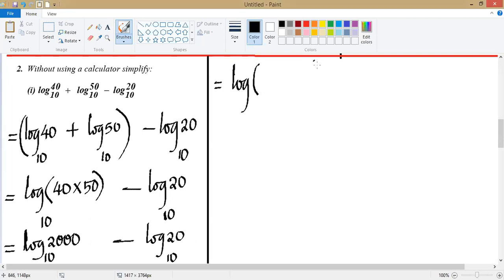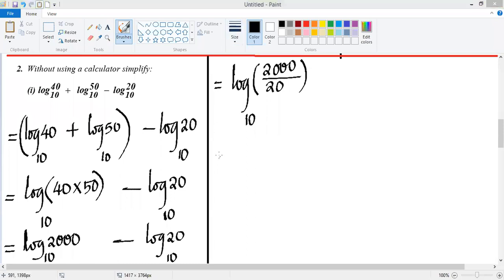Subtraction. Which operation will we have in the single logarithm now? Log of 2000 divided by 20. Good. Log of 2000 divided by 20. So someone who was not here at the beginning, you should be taking note of the laws we are applying here.